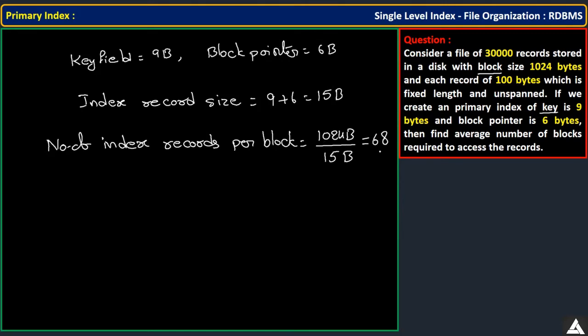Got it or not? In one block, if you are able to place 68 index records, then total blocks required for 3000 index records actually. So number of index blocks required is equal to: total 3000 index records are there, in one block you can place 68 records. So that is nothing but 45.